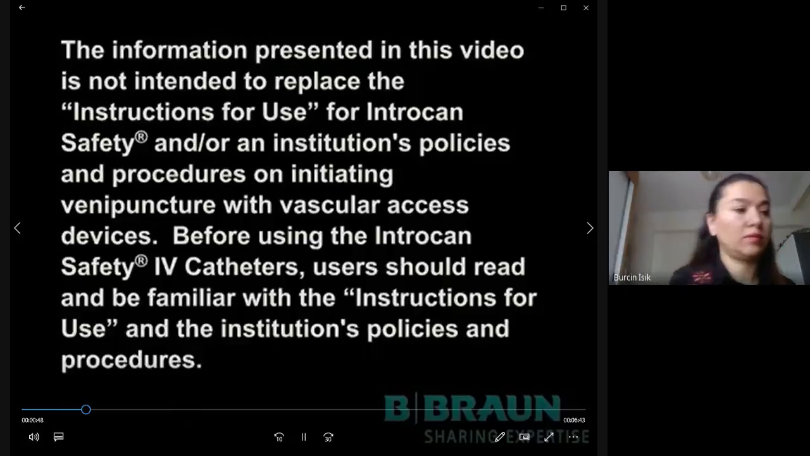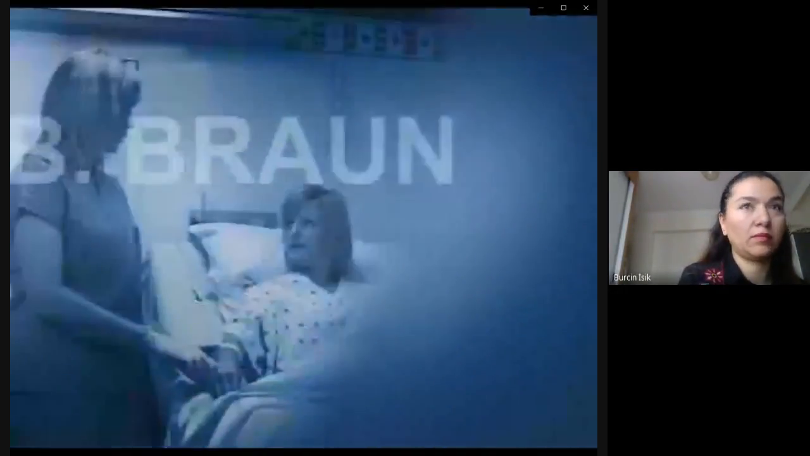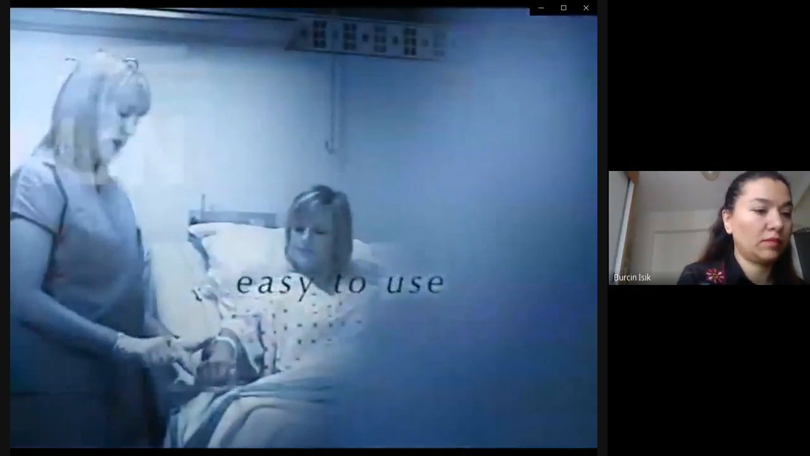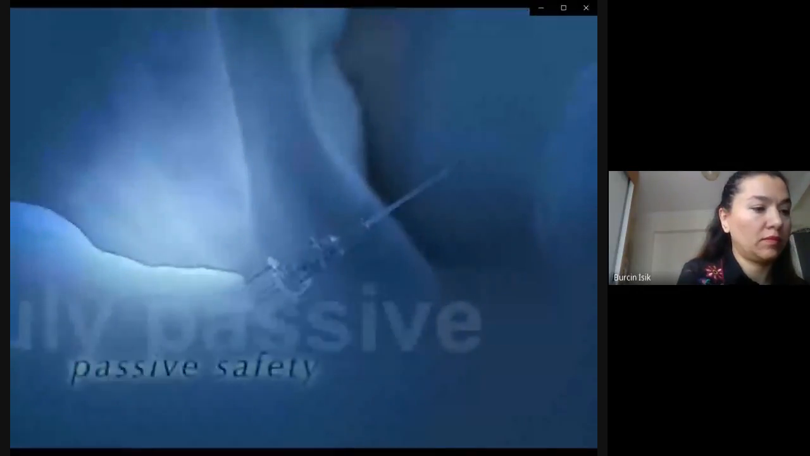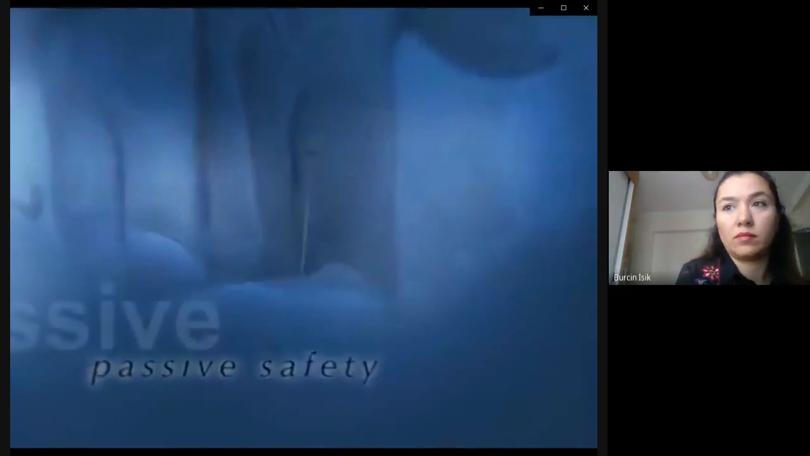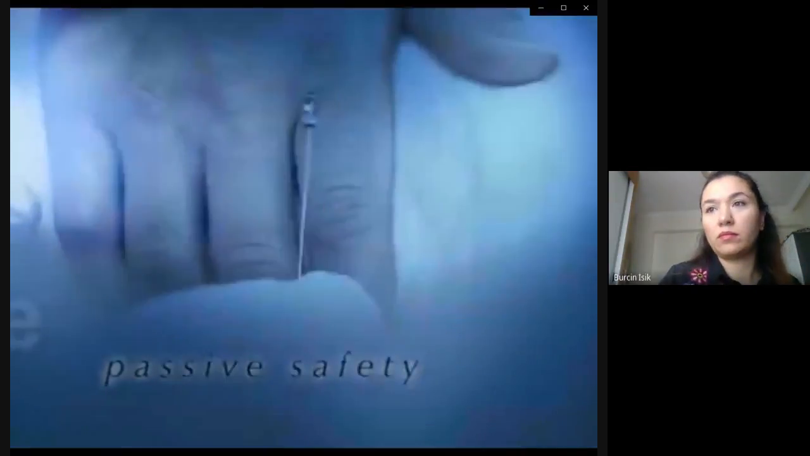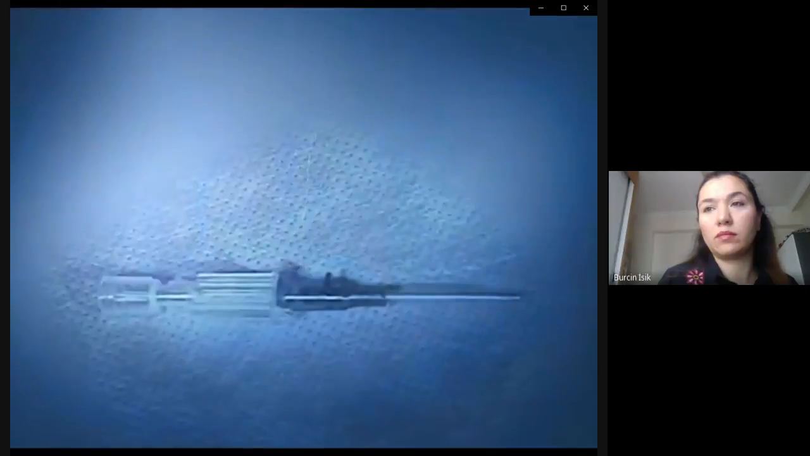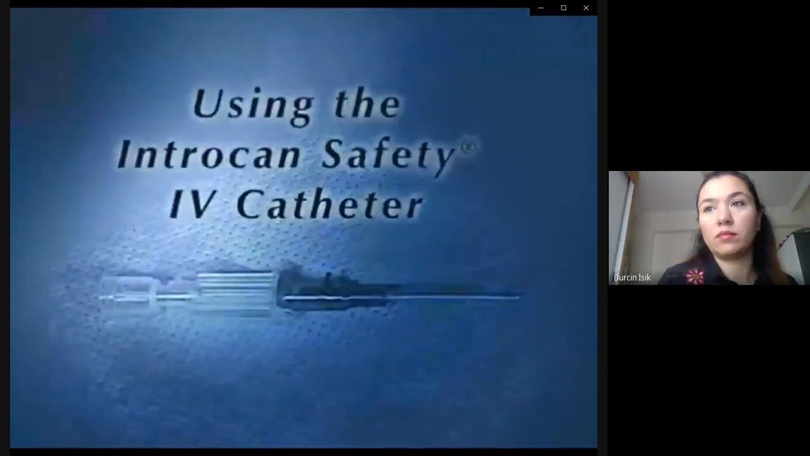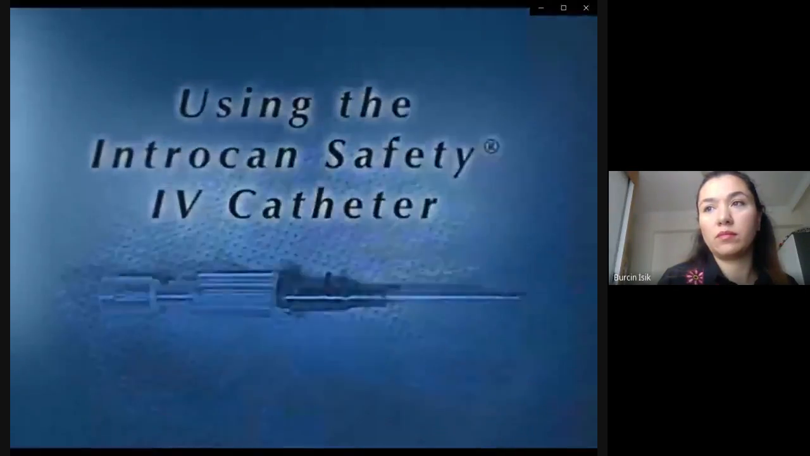The Introcan Safety IV catheter, integrated, easy to use, and featuring a truly classic safety mechanism that protects both clinicians and patients. In a moment, we're going to see the entire procedure for properly inserting the Introcan Safety IV catheter. By closely observing how the Introcan Safety IV catheter is used, you will better understand its features, advantages, and what it means to patients and clinicians.